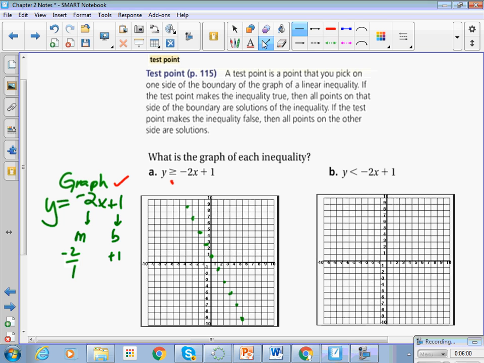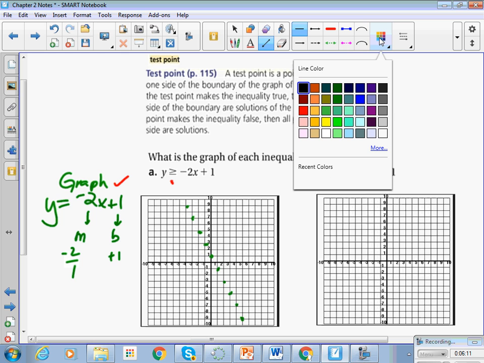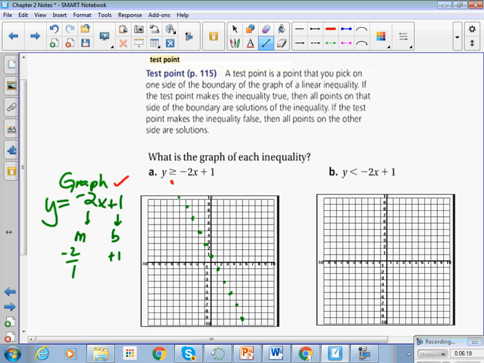So I'm going to go get my line making tool. That could be a ruler or a piece of paper or the edge of your calculator. Whatever line making tool makes a straight line that you're going to use, go ahead and get that out. I'm going to make the line green to go with my coordinate points, and it's going to be a solid line.